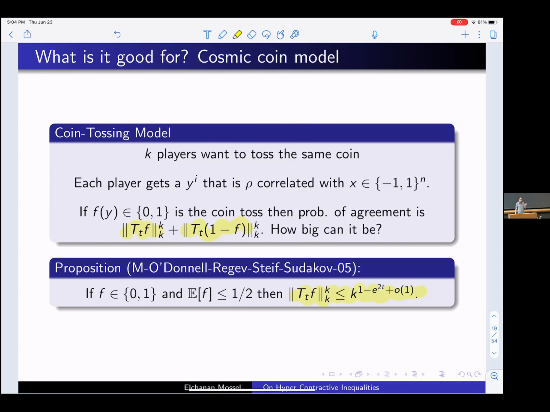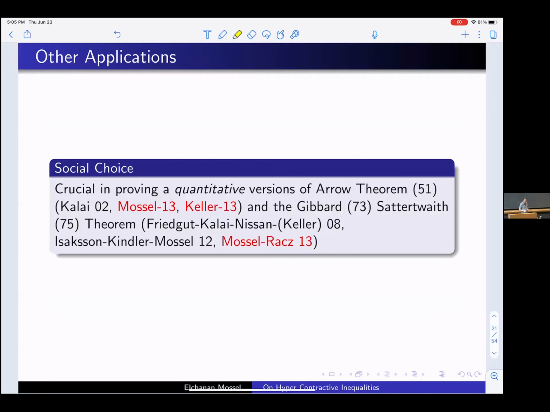So what does this mean in words? It means that if you have a large number of players, this protocol of everybody taking the majority of their bits is optimal again, up to logarithmic terms. And the agreement probability in this protocol is not exponential in the number of players, it's polynomial in the number of players. So that was the story for us, and that was one of the main reasons we were interested in this.